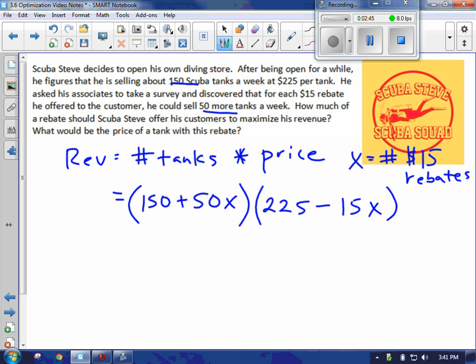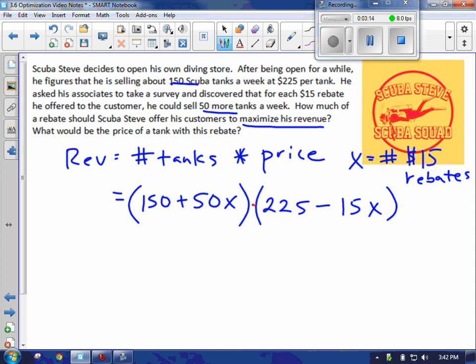All right, so we want to maximize his revenue. So we want to figure out at what x value this equation will be maximum. So we're going to find the derivative with respect to x. You could simplify this now and then take the derivative, or take the derivative and simplify later. It really doesn't matter with this step, so I'm just going to dive in and take the derivative. This is a product, so we're going to have to use the product rule.